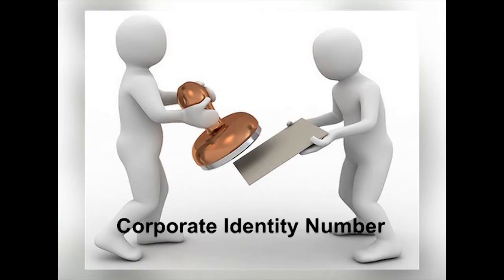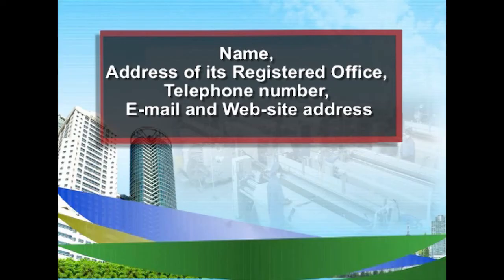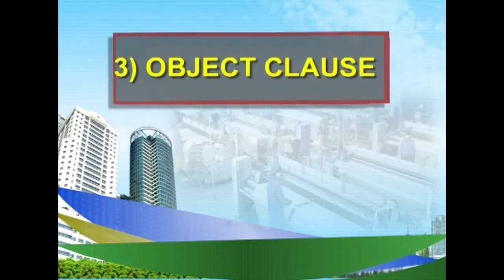It should also obtain its corporate identity number. The company shall get its name, address of its registered office, telephone number, email and website address printed on its official documents. 3. Object clause.